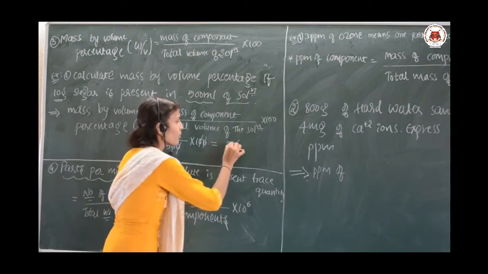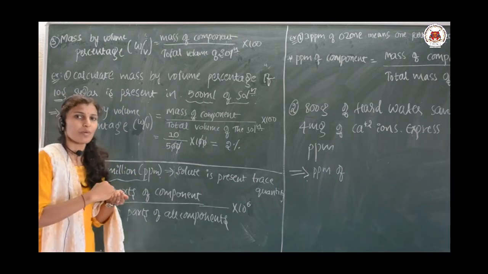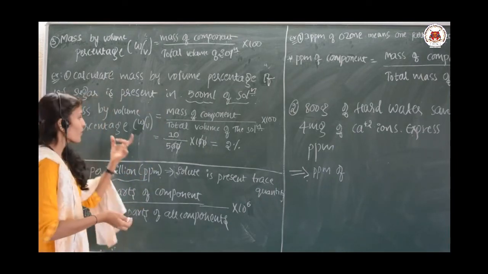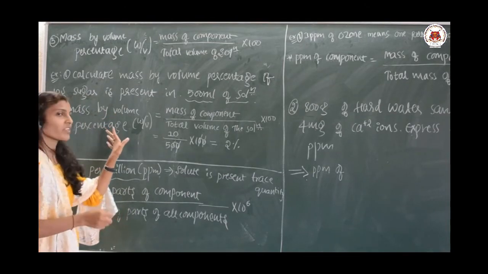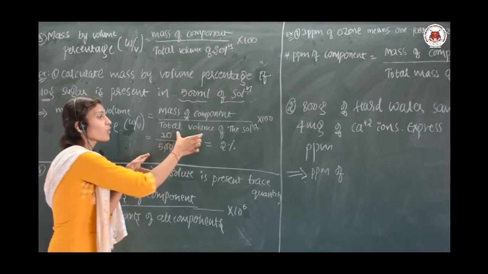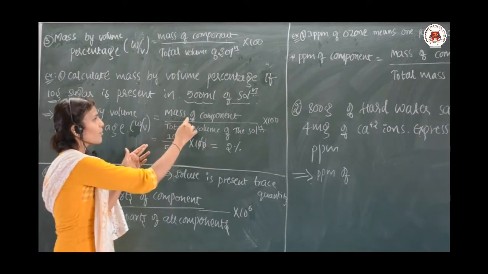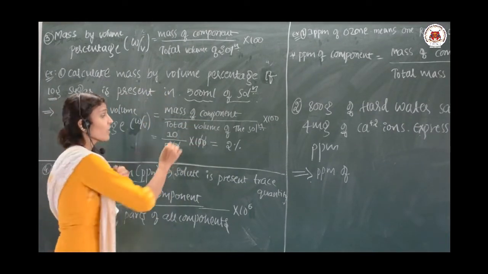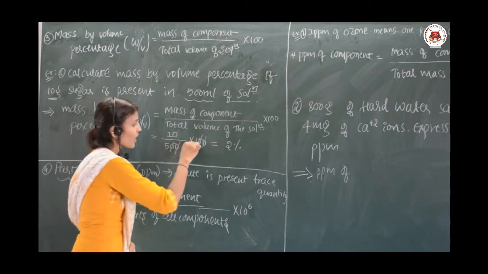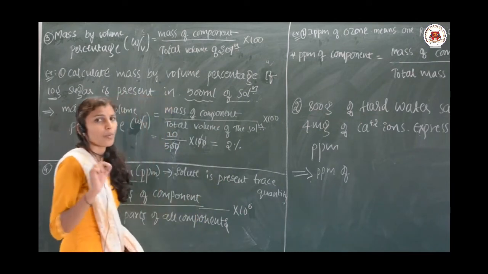Why are we writing the percent? Because we are calculating mass by volume percentage. So this is how we can solve the example. Once again I will tell you, for mass by volume percentage, we need to calculate the mass of the component divided by total volume of the solution into 100. Here the mass of the component in the given problem is 10 and the total volume of the solution is 500, and multiply it by 100. So you are going to get the answer as 2%.